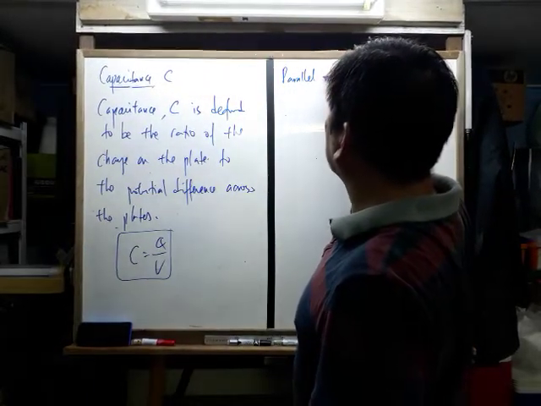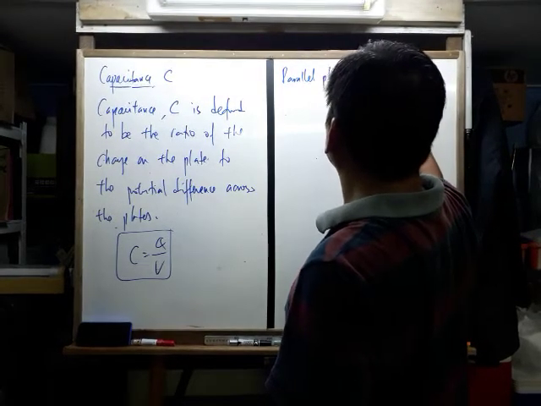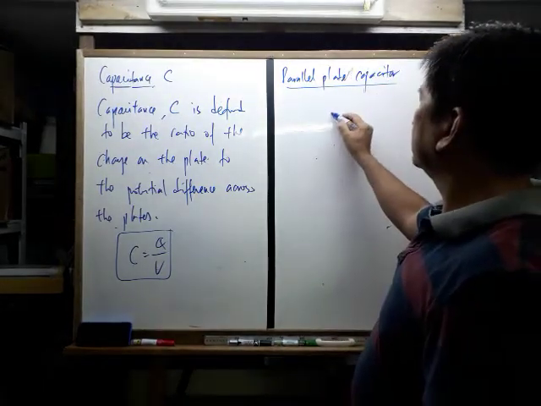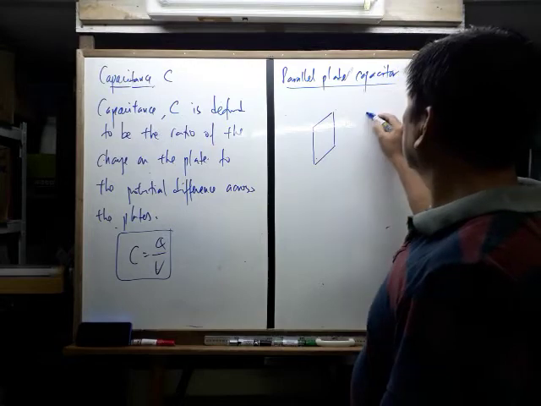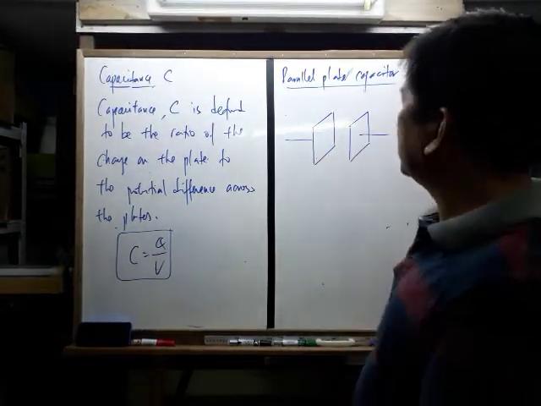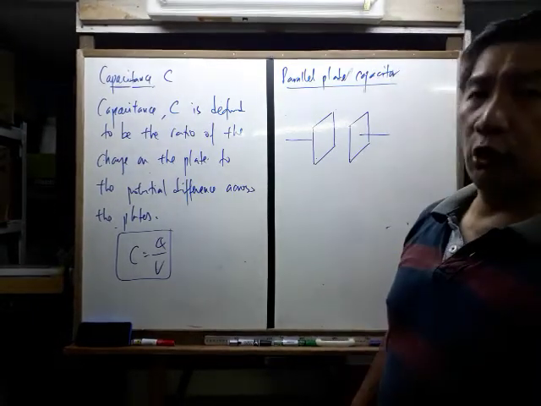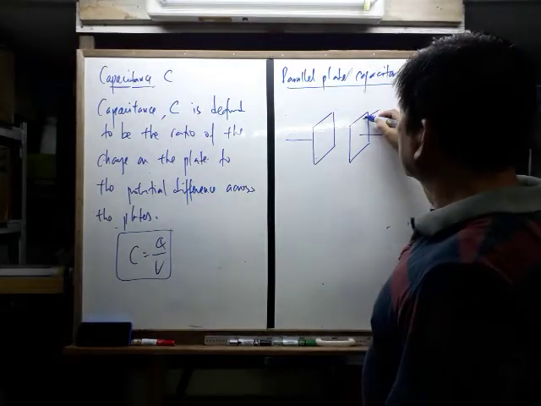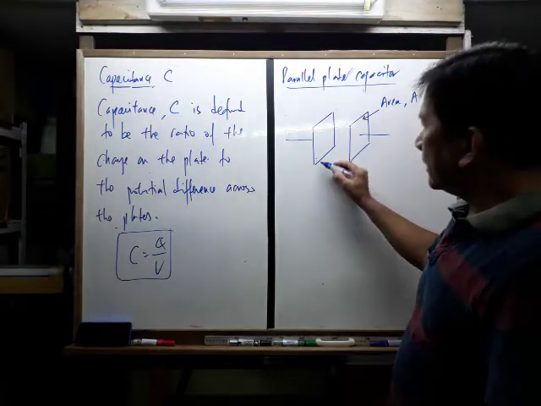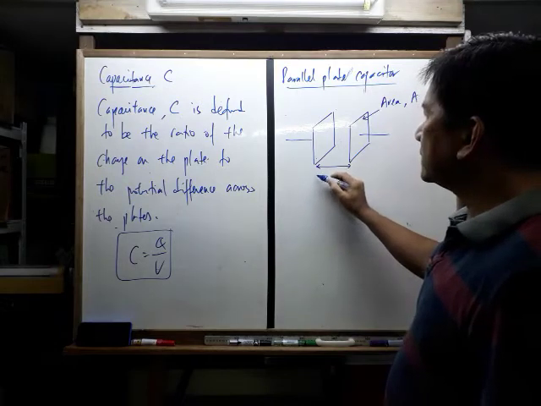A parallel plate capacitor is the capacitor that we talked about just now. You need two plates like that, another one like that, and there are two terminals. Now if you look at this physically, or the geometry, we have surface area A, and then we have the distance between the plates, which we call the separation.